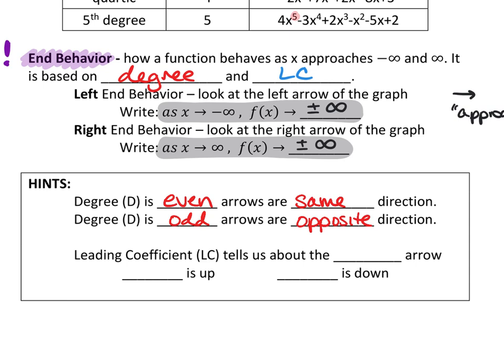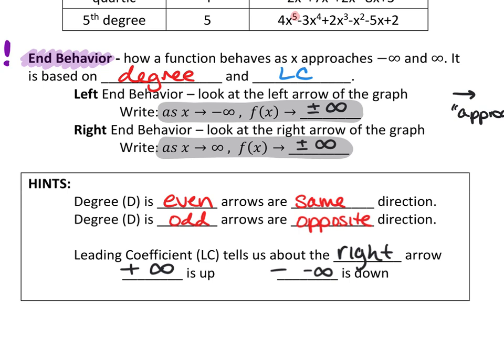The leading coefficient tells us about the right side arrow always. If the leading coefficient is positive, that means that you're going to infinity. If the leading coefficient is negative, that means you're going to negative infinity. It's down, so negative infinity.